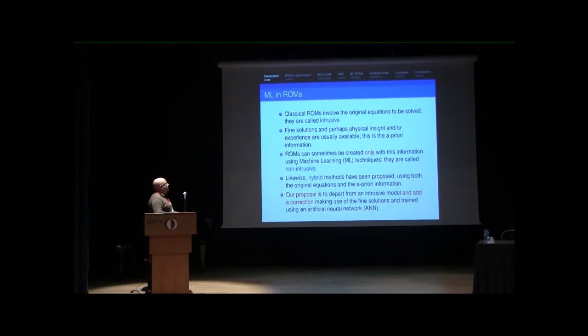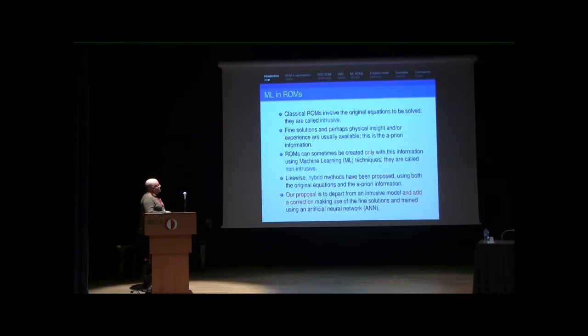However, we have a priori information, what I call here a priori information, which is the fine solutions, as I said before, the snapshots, and sometimes also physical insight. So we know the physics, and we know how the solution should behave, and maybe even experience or even experiments. So we know the solution of the fine problem maybe sometimes through experiments. That's information we have. So the solution of the full order model, the experiments, the physical insight, whatever. So all this is a priori information.